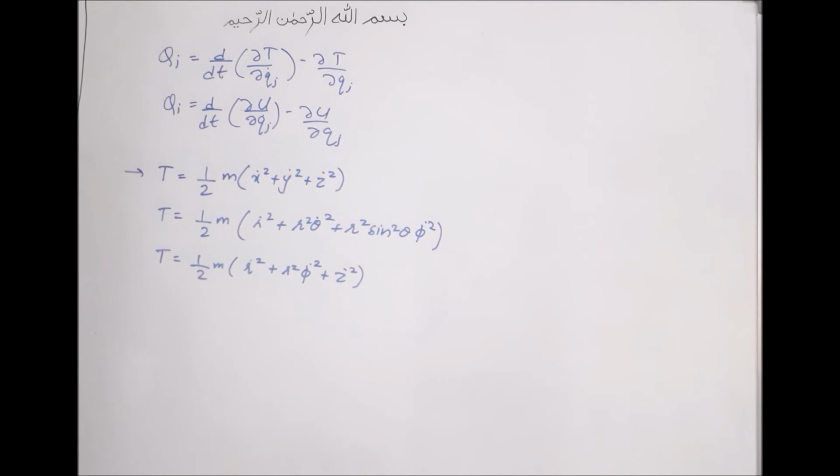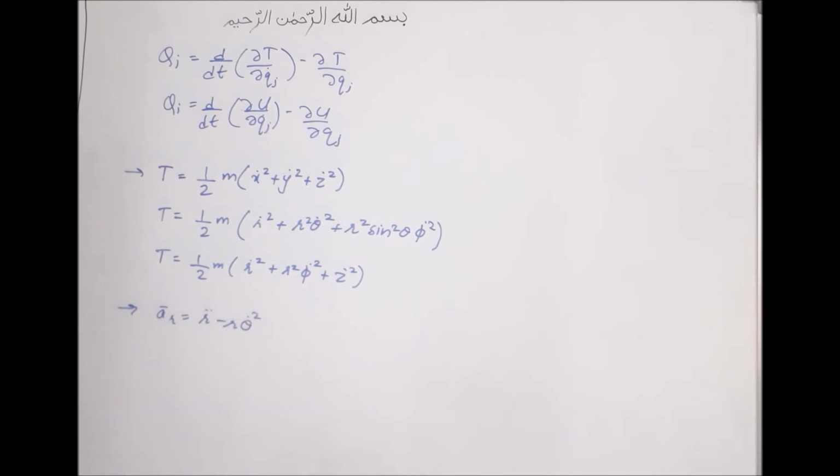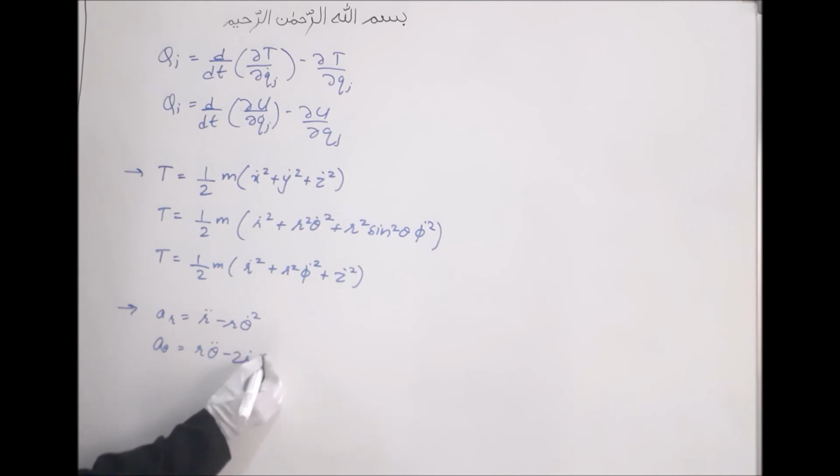We can also write the acceleration. The acceleration A has two parts, the radial part and the transverse part. In 2 dimensions, the radial acceleration Ar will be r double dot minus r theta dot squared, and the transverse acceleration A theta will be equal to r theta double dot plus 2 r dot theta dot.